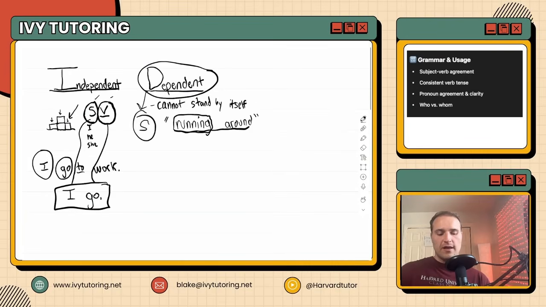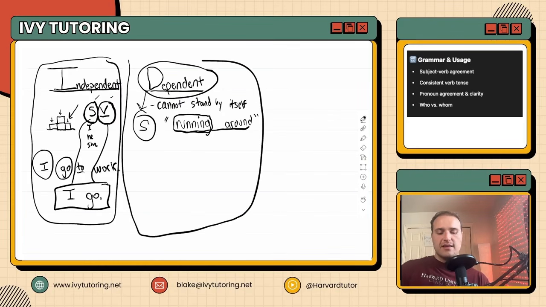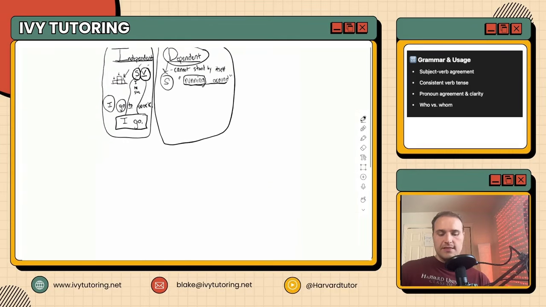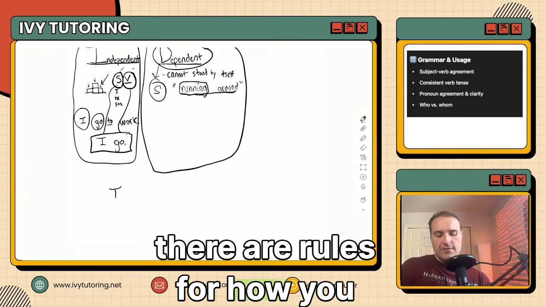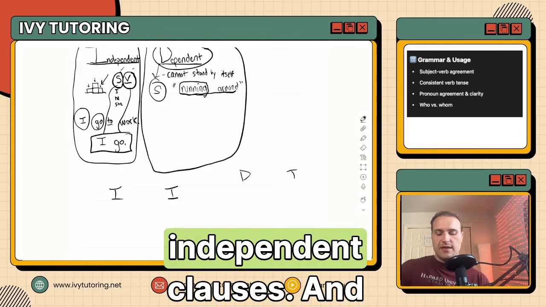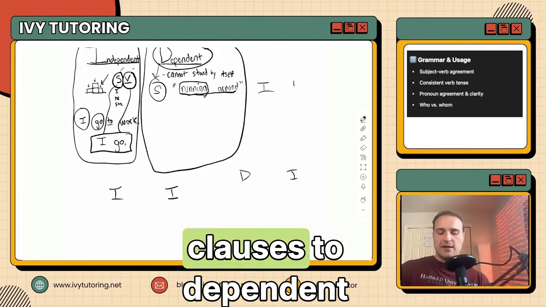Okay? So, recap. Independent clauses stand on their own. Dependent clauses, they need a buddy. They need that subject. Awesome, Blake, but why does this matter? Surely this matters. Yes, it does. The reason this matters is because there are rules for how you connect independent clauses with other independent clauses, and there are rules for how you connect dependent clauses to independent clauses, and there are rules for how you connect independent clauses to dependent clauses.